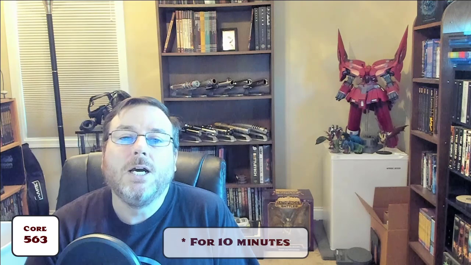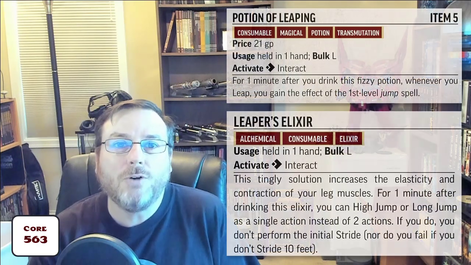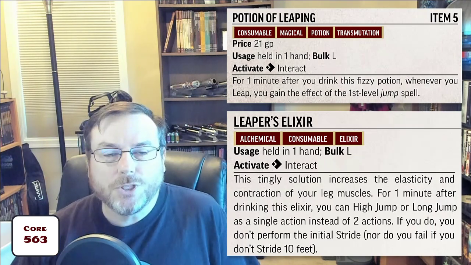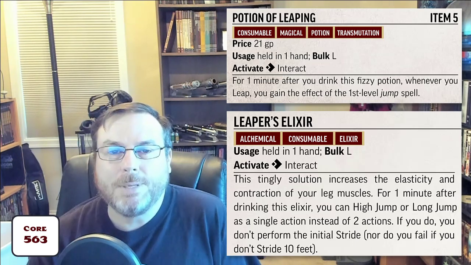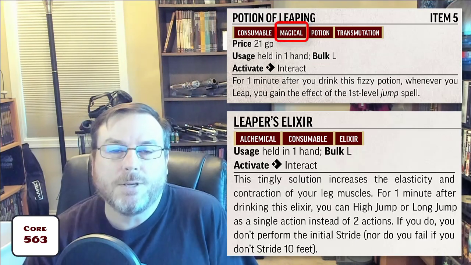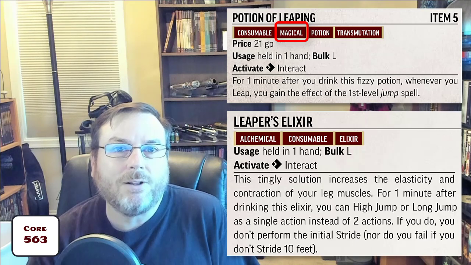It's not so much that you can render a potion inert with Dispel Magic, it's that you can remove the effects applied by that potion. So for example, if we look at two similar items, a potion of leaping and a leaper's elixir. Both of these are liquid consumables that when you drink them, they apply some sort of benefit to you, an effect that helps you in leaping, although they do it in different ways. The potion of leaping is magical. It has the magical trait, and when you consume it, it applies the effects of a first level jump spell that lasts for 1 minute.